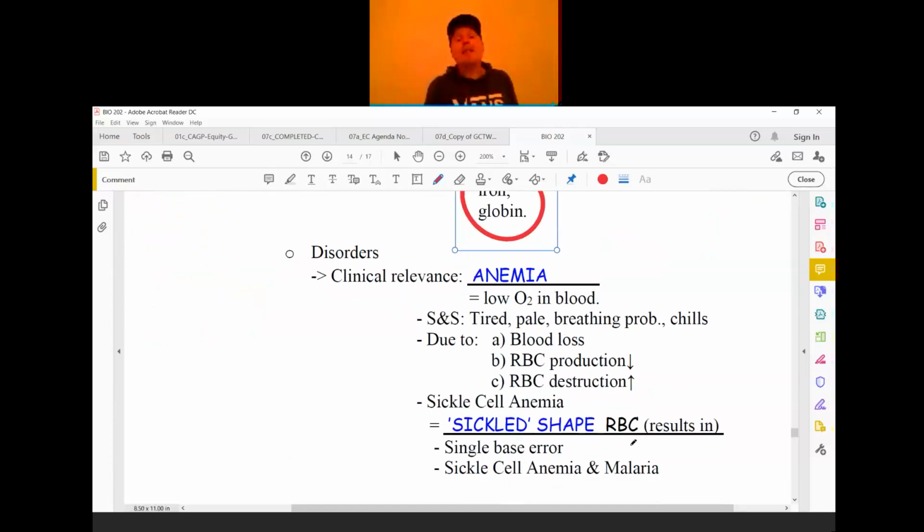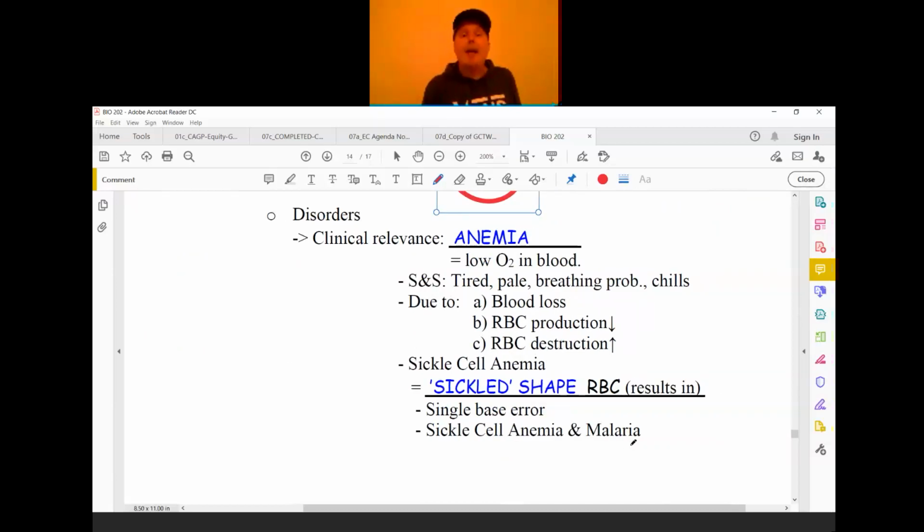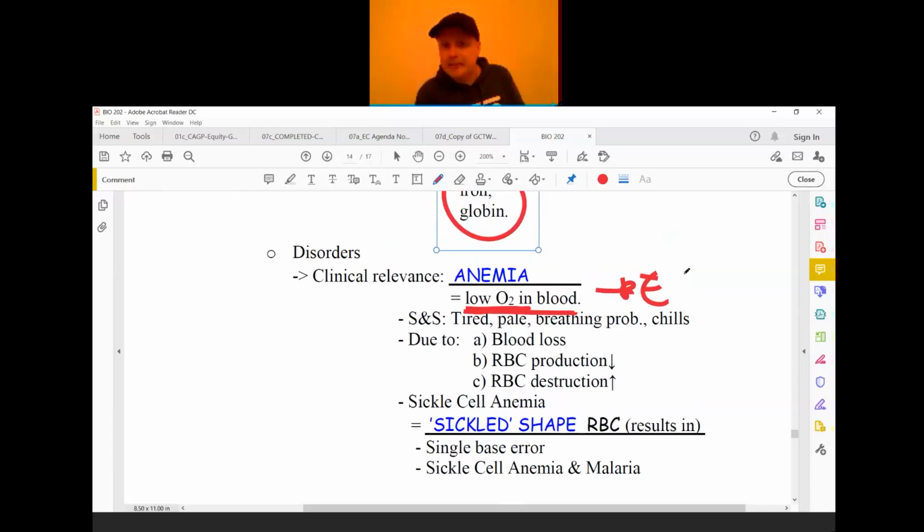And the last thing that I want to say about red blood cells is when we have little oxygen in the blood, as we saw, the response to that was the EPO. If you have little oxygen in the blood, that's known as being anemic. Some of the signs and symptoms of anemia include being pale, tired, having breathing issues, being constantly cold, and so on. That can be due to many different causes.